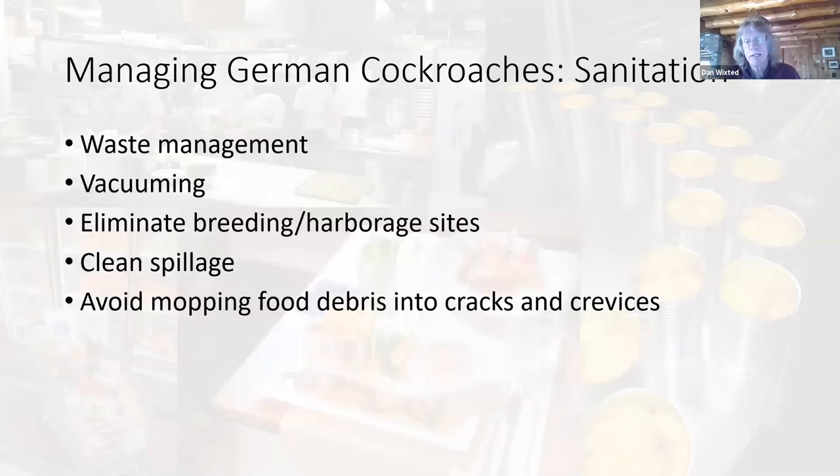So to manage roaches, sanitation is big, waste management, of course. Vacuuming is good if you know where they're hiding. If you can open up that area and vacuum it out, it's a quick way of reducing populations. And you want to eliminate breeding in harborage sites.